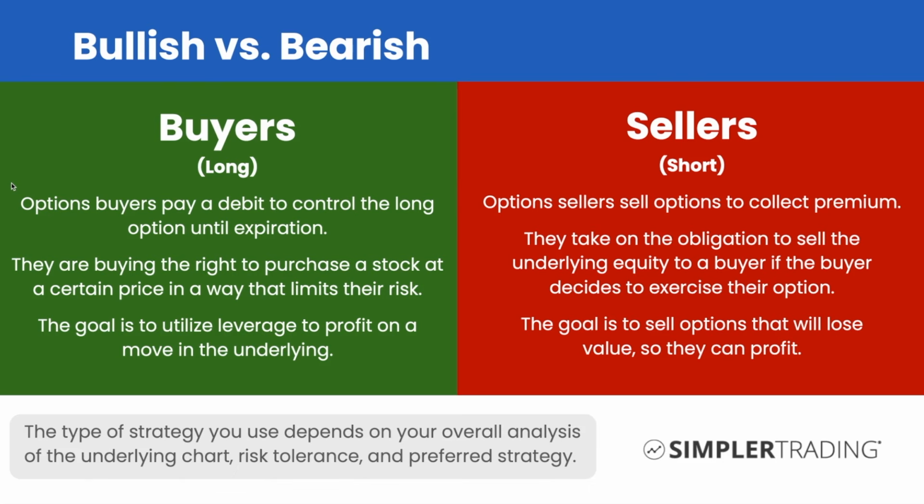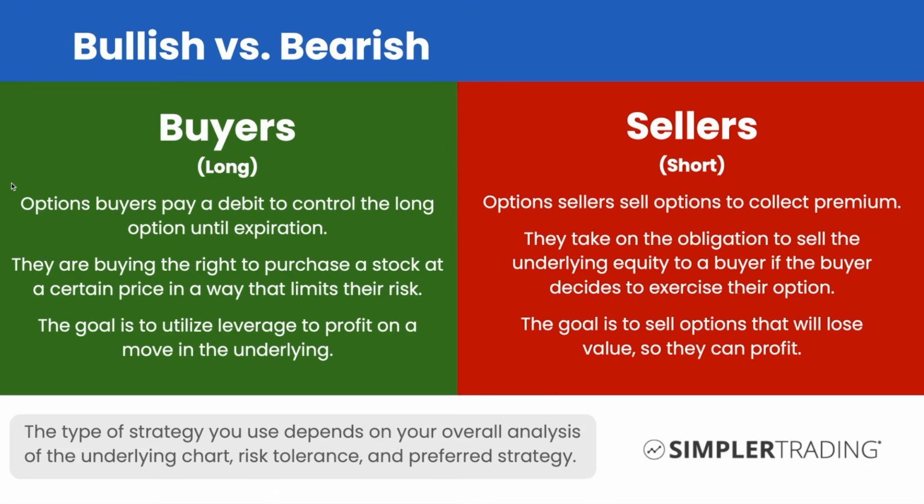Option sellers sell options to collect premium. They take on the obligation to sell the underlying stock to a buyer if the buyer decides to exercise their option. The goal is to sell options that will lose value so they can profit. We'll cover this in more detail in later sections, but essentially it's the reverse. So when you sell an option, theoretically your risk is actually unlimited. Of course, this is theoretical risk, but it is technically unlimited.